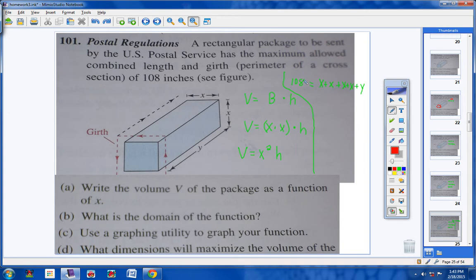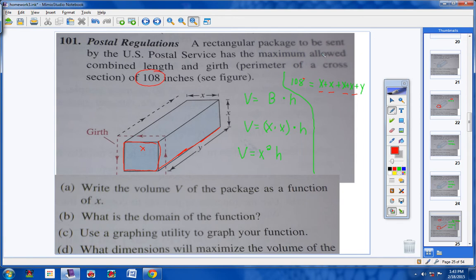I know my combined length and girth would be this. Remember, I showed you guys earlier at the start of this problem, girth is the perimeter. Well, how would you find the perimeter of this? If this side was 5, how would you find the perimeter? 5 plus 5 plus 5 plus 5. Well, if the side is x, how do you find the perimeter? x plus x plus x plus x. Then plus the length, which is y. So plus y. So that's what equals 108.